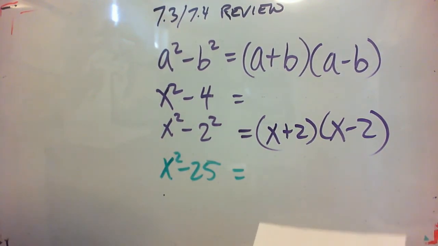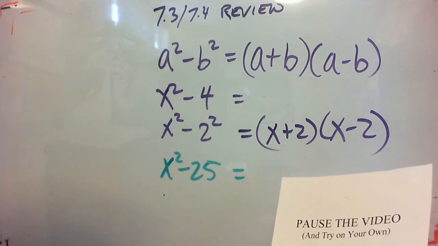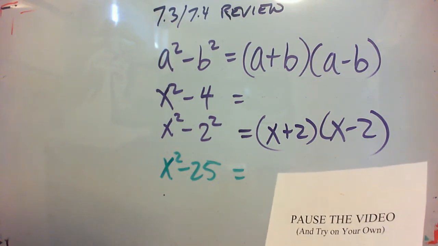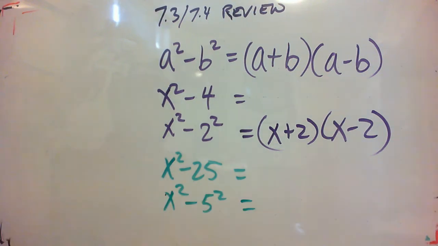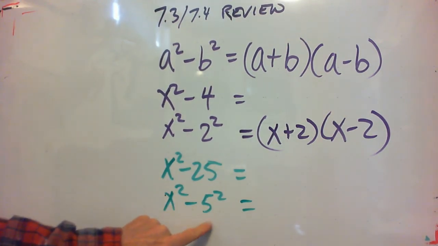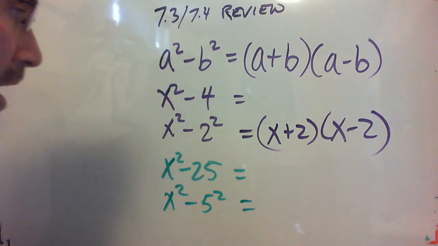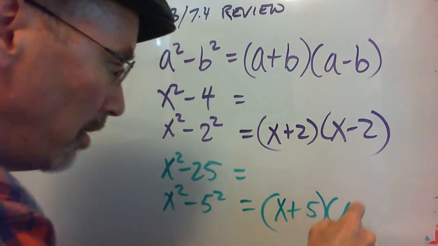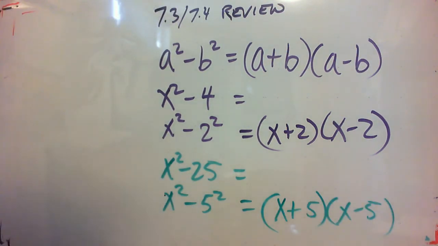So see if you can factor x squared minus 25 on your own. Pause the video. It's very similar to x squared minus 4. So what we're really factoring is x squared minus 5 squared. So we get x plus 5, x minus 5.